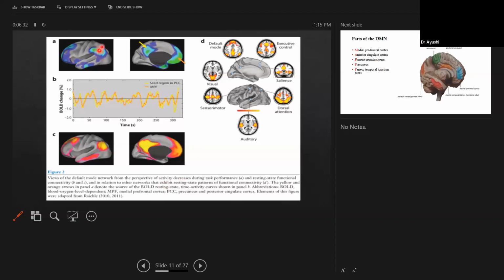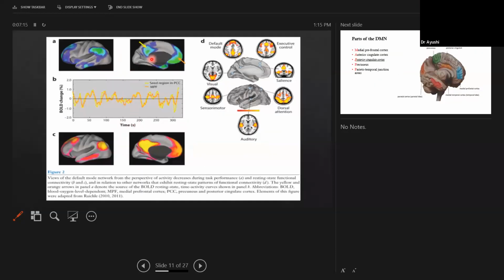For example, as we can see in this picture, these are the areas of the default mode network. Blue color denotes hypoactivity or hypoconnectivity of the network when we are performing any task. The activity of this network decreases. And when we are thinking about ourselves or having any stimulus independent thoughts, the default mode network gets activated.